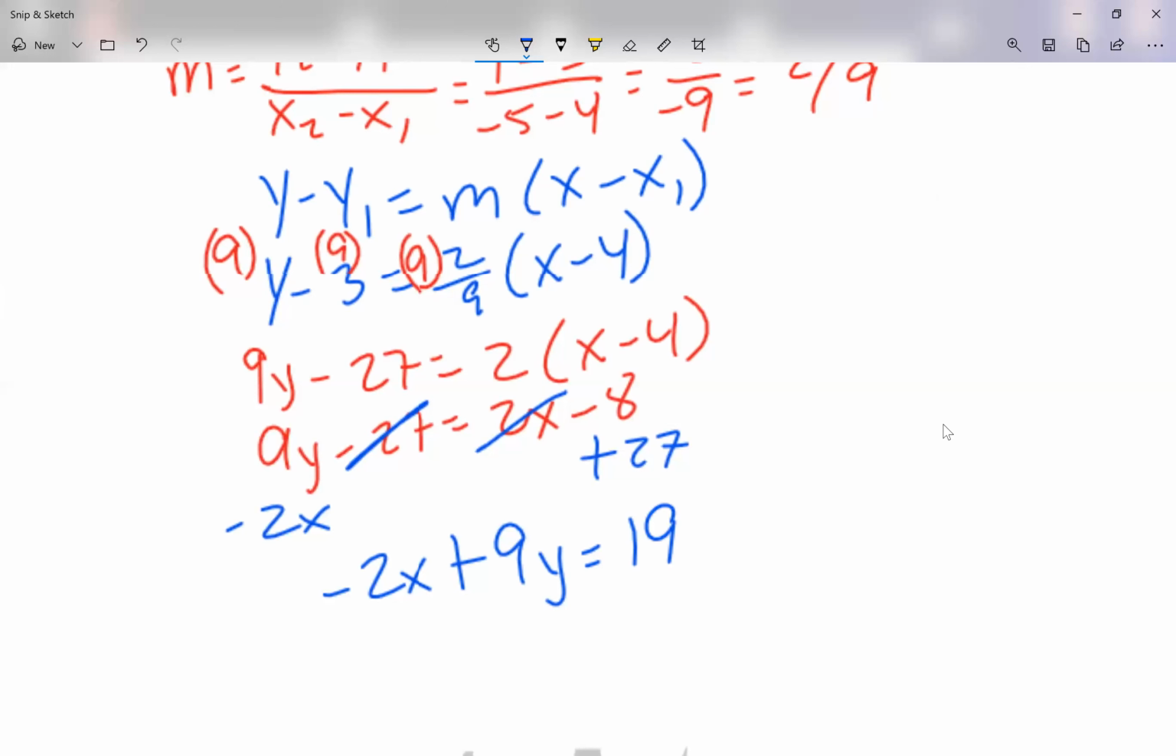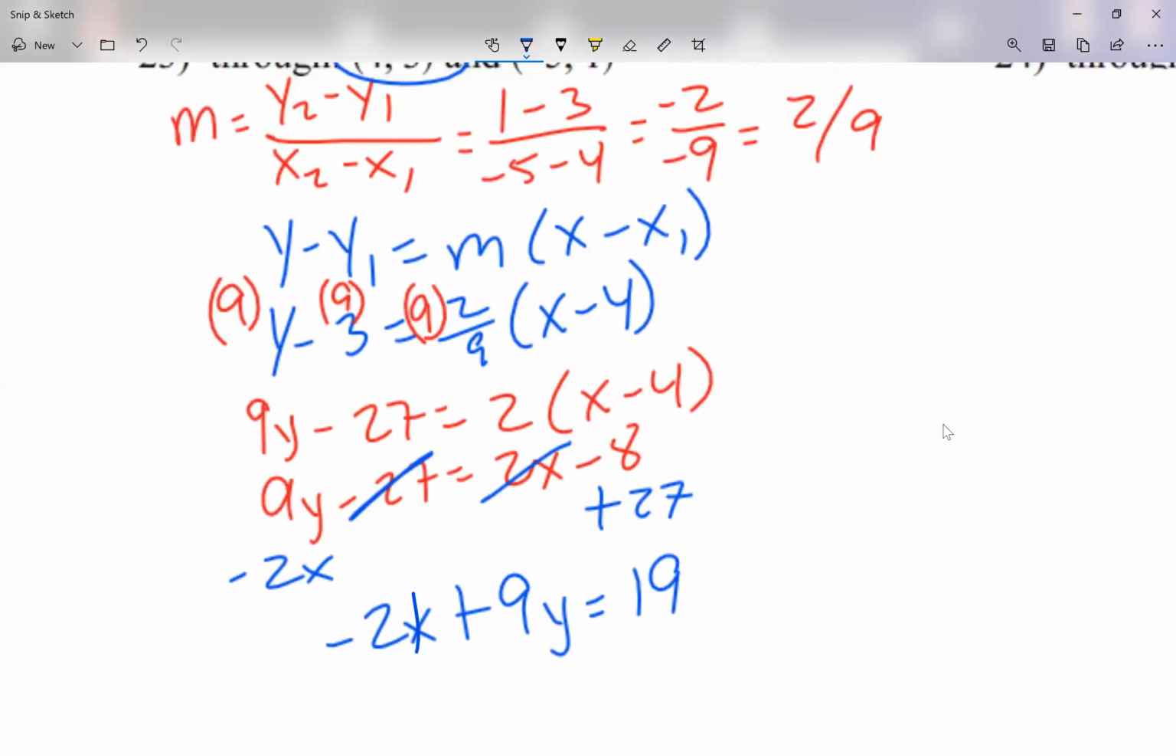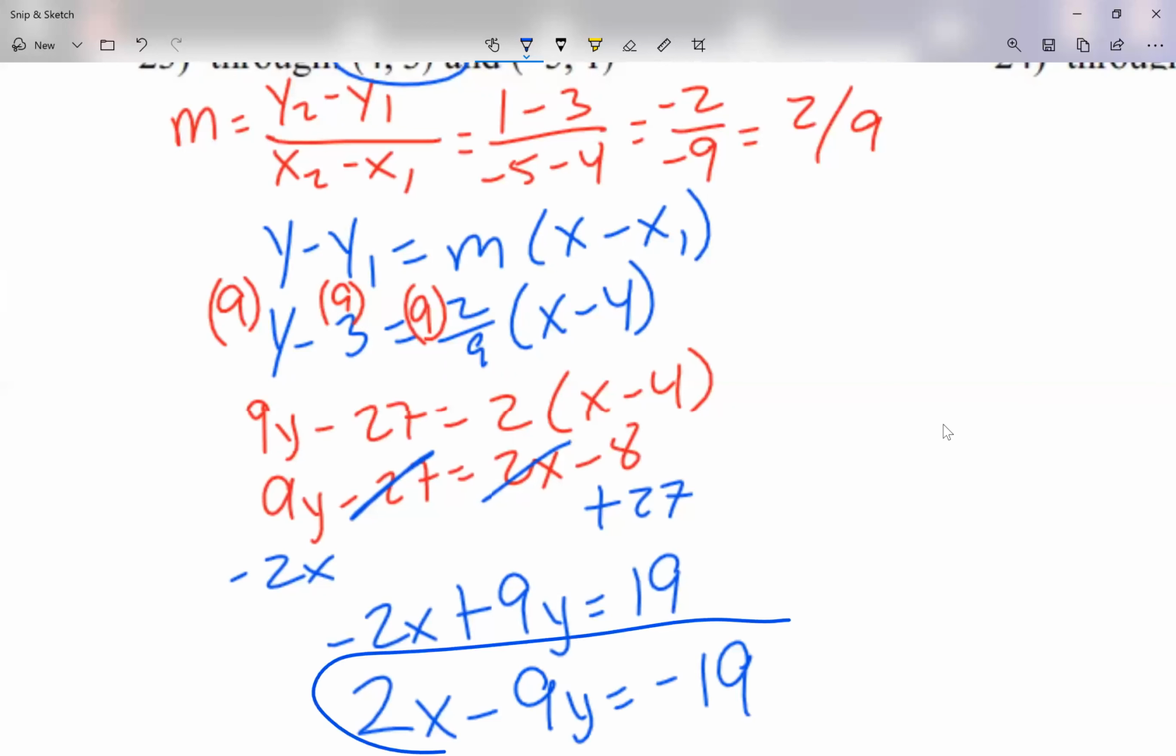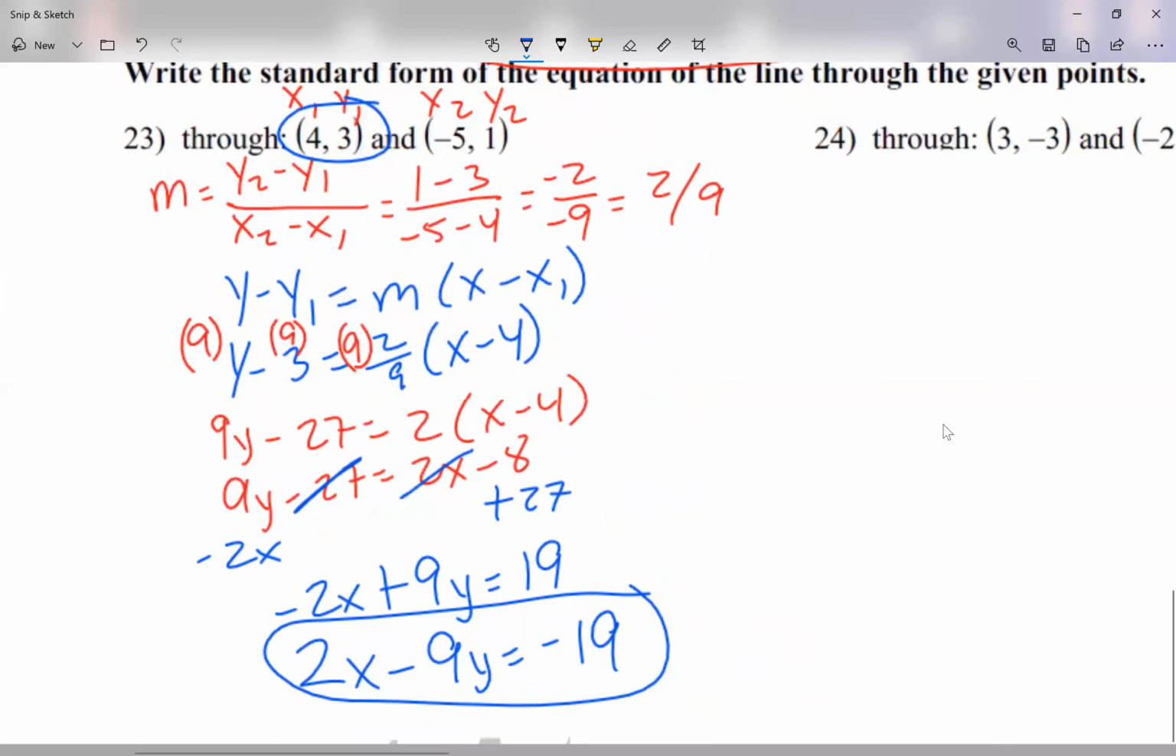Now, we're almost there because we're supposed to have no fractions. We're supposed to have the x and the y on the left side, starting with the x. And the last thing is we cannot have negatives with the x. So let me switch all the signs. So that's going to give me 2x minus 9y equals negative 19. I switch all the signs in order to not have negatives with the x.